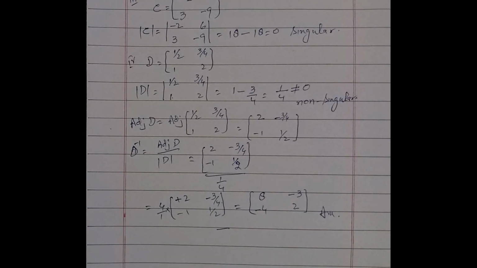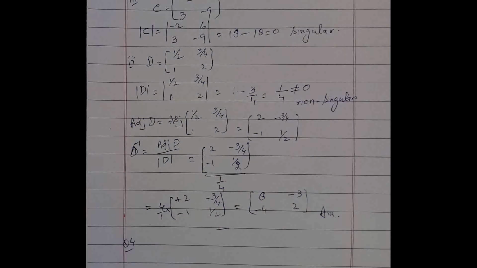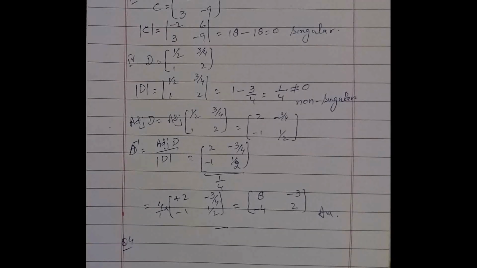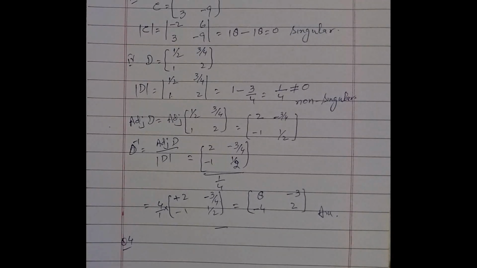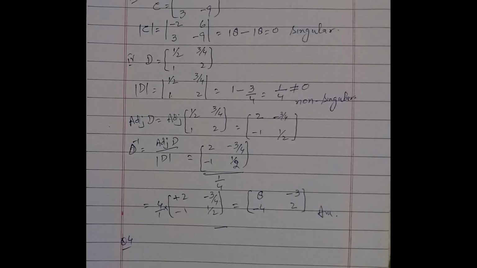Question 3, part 4. Question 4, in which we have two matrices A and B, and we solve these. The first is A matrix multiplied by adjoint of A is equal to adjoint of A into A is equal to determinant A into I, identity matrix. Now let's start.